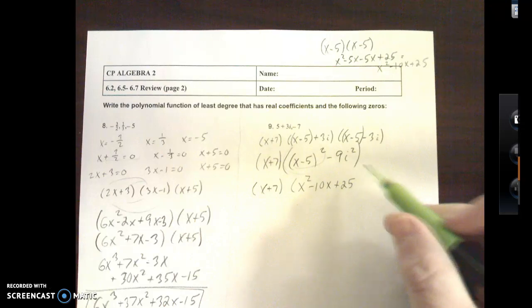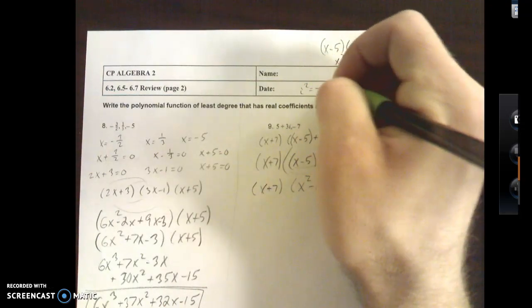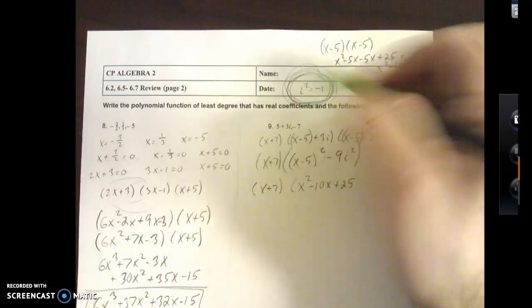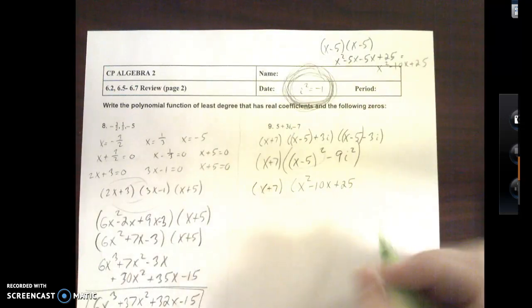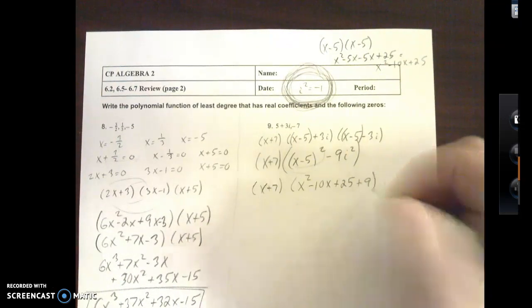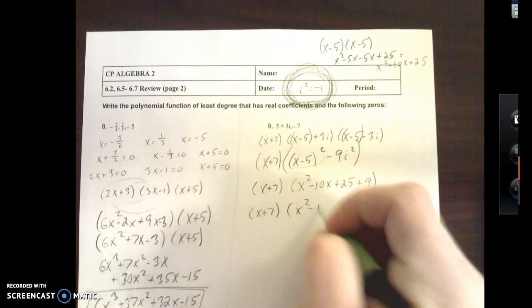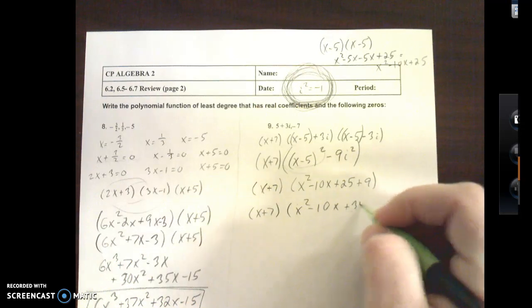Now bear with me here. I don't know if you guys know this, but i squared actually equals negative 1. Okay. This is something that you definitely want to remember. Okay, so don't forget that. You might want to circle it once or twice. I know I never really mentioned that before in class. So that turns into plus 9. Cool. Okay, 25 and 9, that's 34.